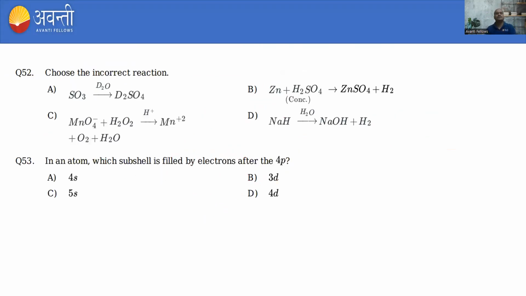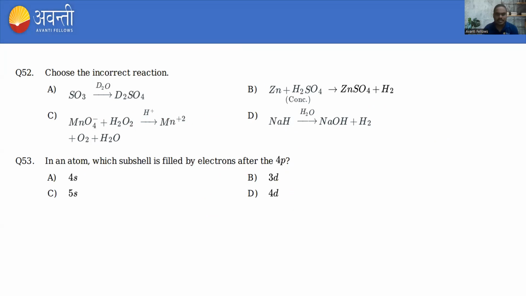Chalo, move to the next question. That is, choose the incorrect reaction, right? You have to choose the incorrect reaction. So we have SO3 in presence of D2, or they will give D2SO4. Or we have Zn plus concentrated H2SO4. This will give ZnSO4 plus H2. We have MnO4 negative plus H2O2. In case of peroxide, they oxidize them into Mn2+. And we have NaH, right? So they will form NaOH plus H2. So you have to select the incorrect option.